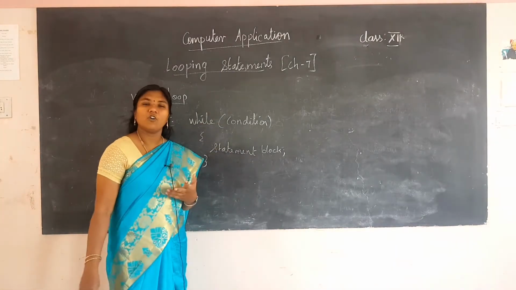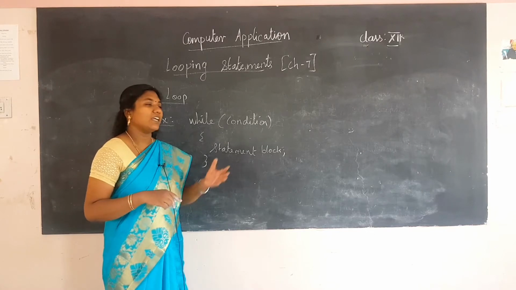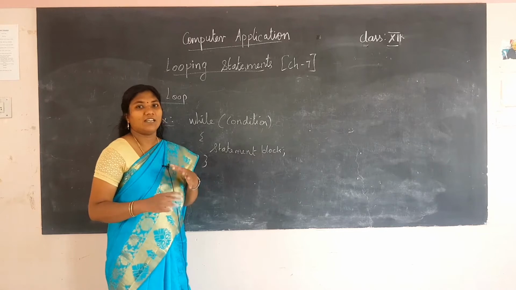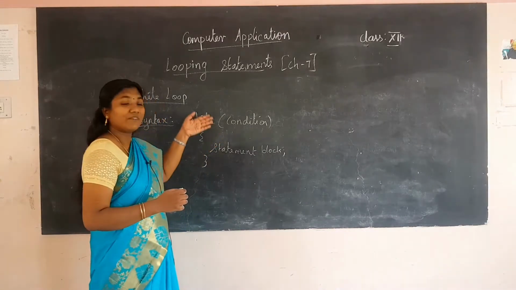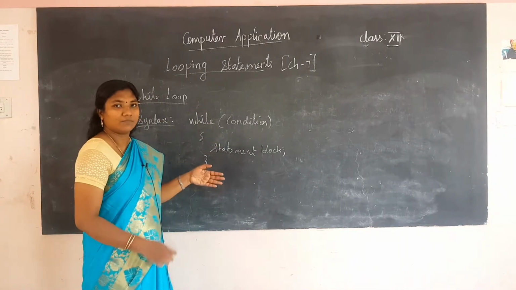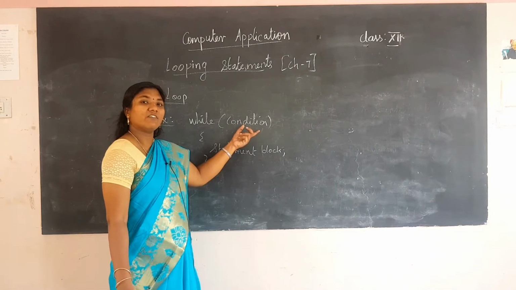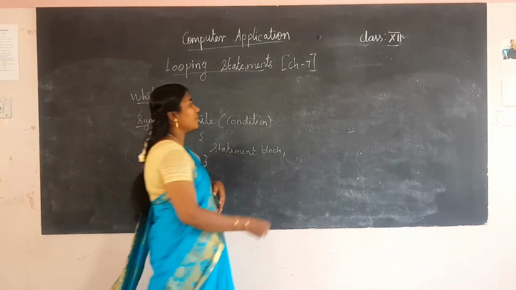But in the for loop, you give the initialization, condition and the increment or decrement. Here in the while loop, you will be giving only the condition. The initialization and the increment or decrement value have to be specified within the program. They will not be specified within the loop syntax. So here we give only the condition: while, condition and statement block.